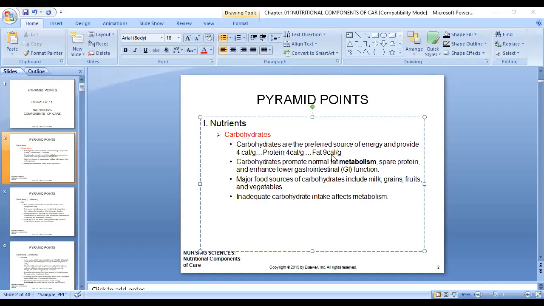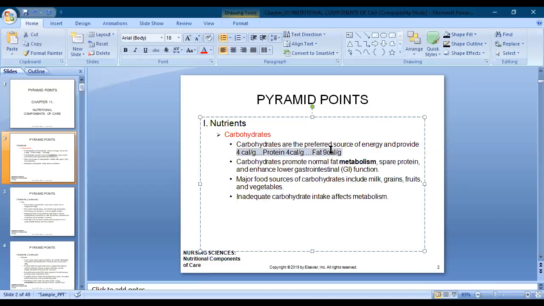I want to recap it. So already we know that from 1 gram, we get this amount, right? 4, 4, 9. So 1 gram of fat gives us 9 calories or 9 kilocalories, and 1 gram of protein gives 4 kilocalories. So this is the amount.